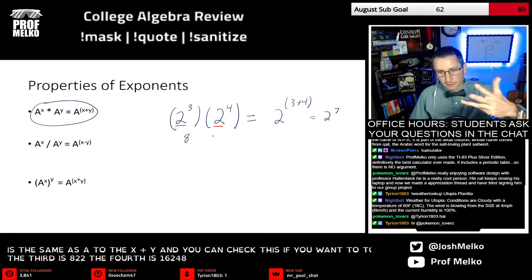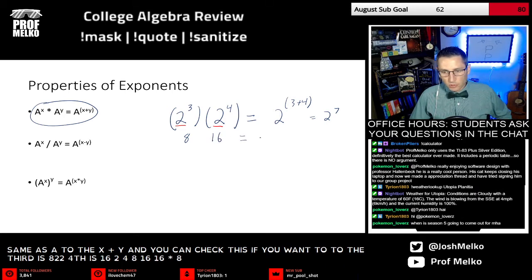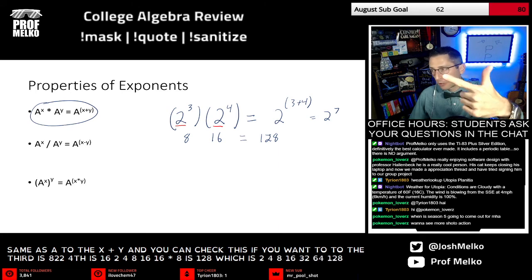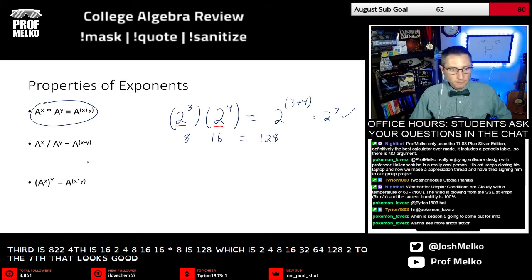2, 4, 8, 16. Okay. 16 times 8 is 128, which is 2, 4, 8, 16, 32, 64, 128, 2 to the 7th. Yep, story checks out. That looks good.